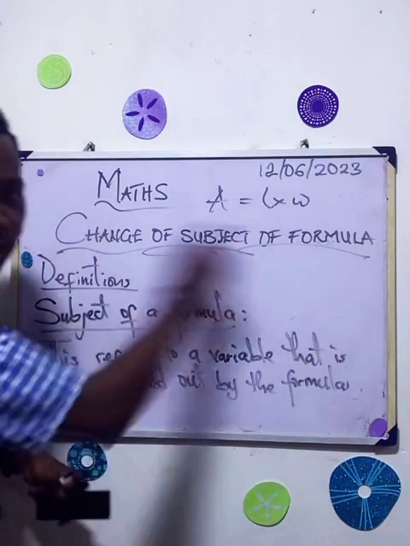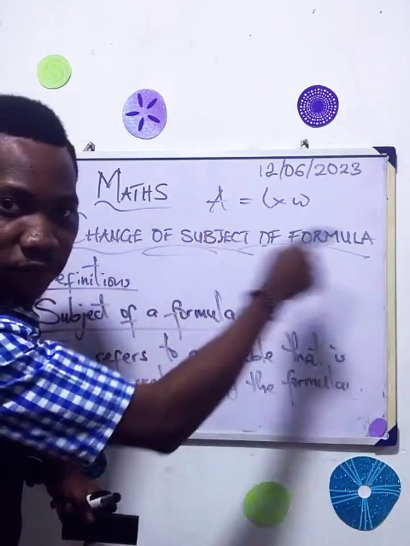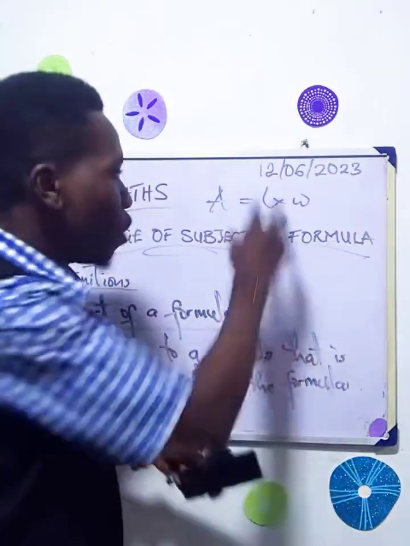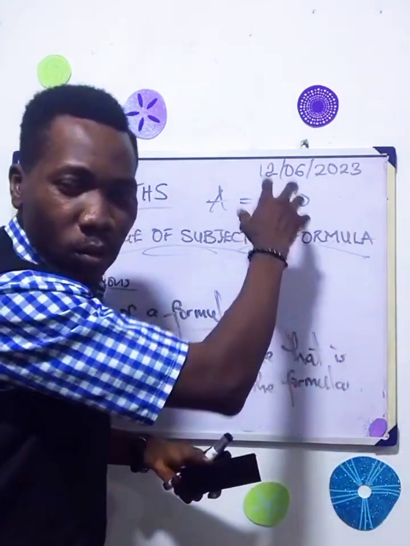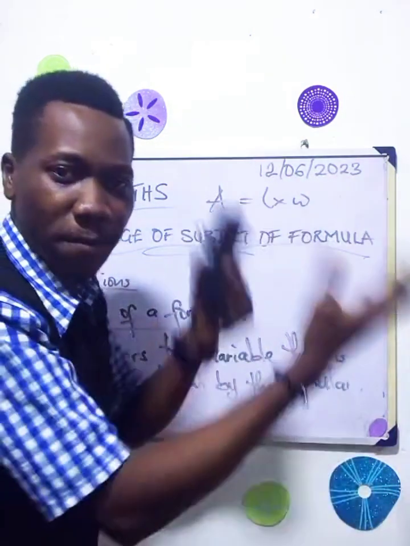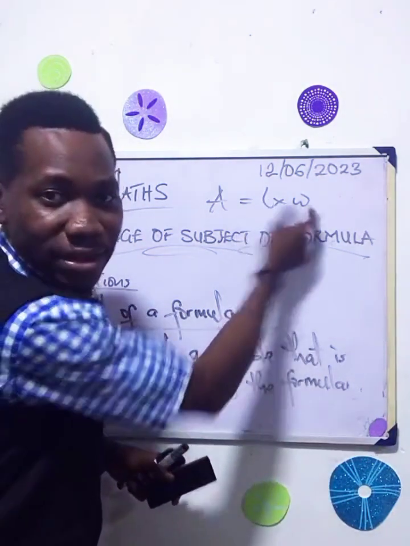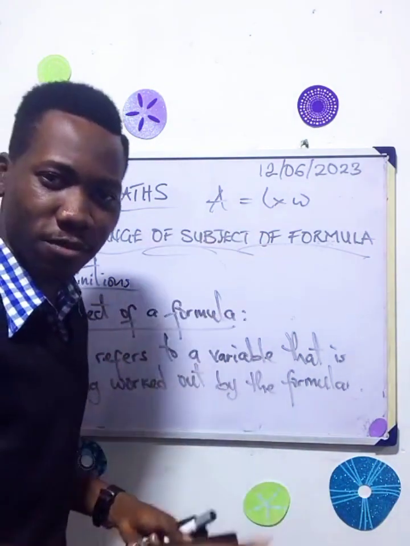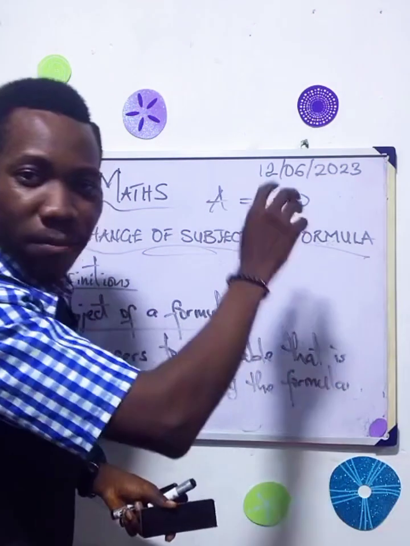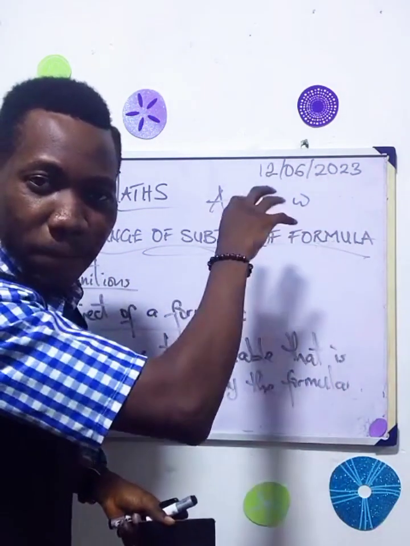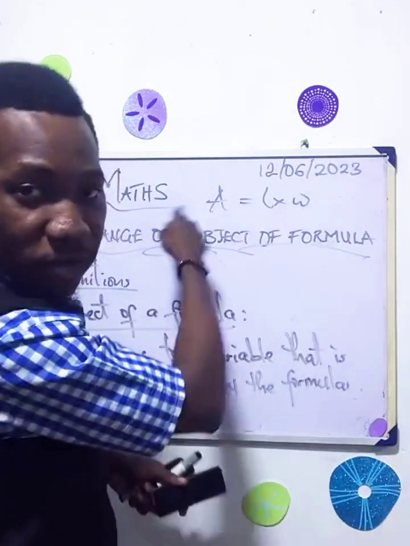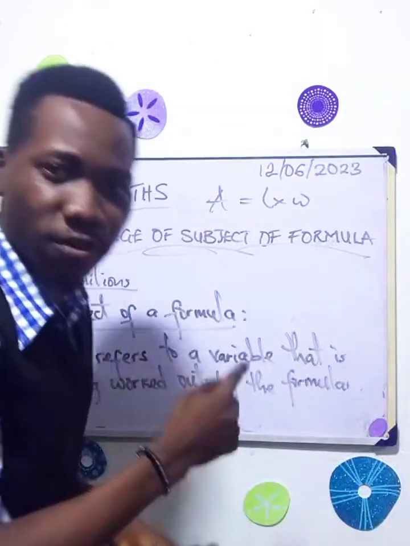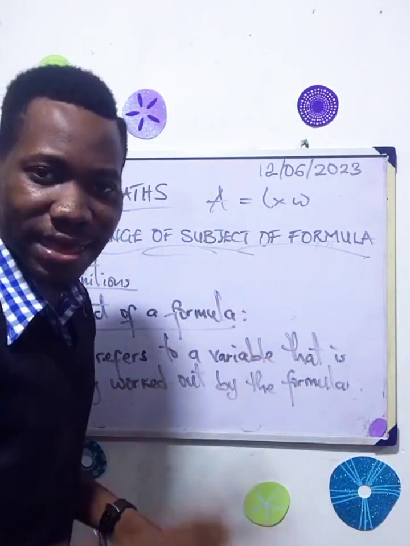Now we go on. The topic says change of subject of formula. Changing the subject of the formula means we want to rearrange this formula. We want to transform it in a way that we make another variable become the subject of the formula. That's what we are trying to do. We are rearranging a formula in order to make another variable, different from the other subject, become the subject of that formula. So that's what change of subject of formula is about.